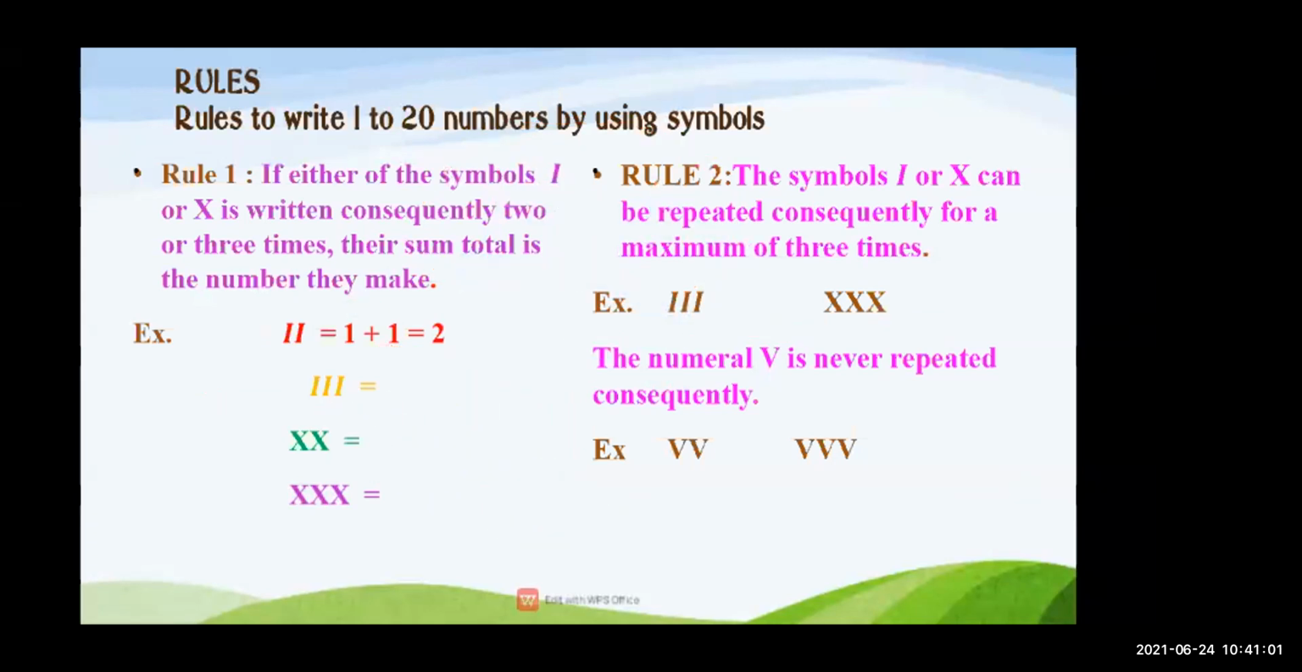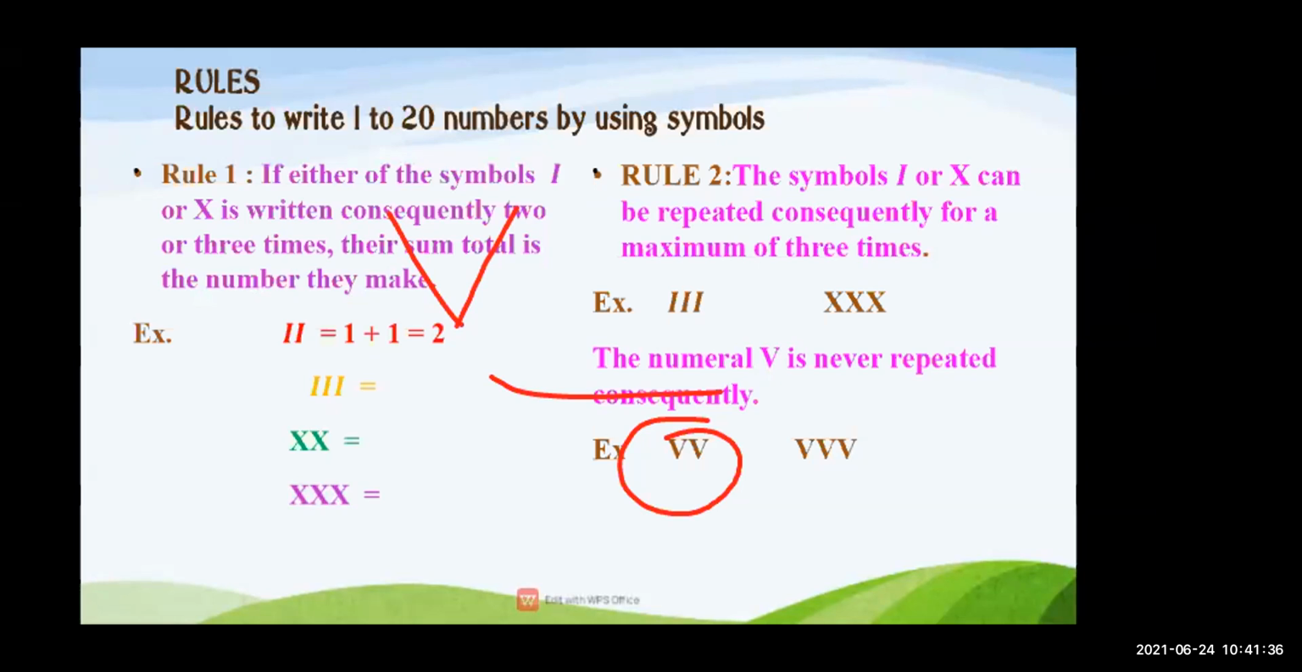Now here's the next one. The numeral V is never repeated consecutively. V should be repeated how many times? Only 1 time. See, here I have written V. V means 5. Another V means 5. 5 plus 5 is what? 5 plus 5 is 55. No, yeah, 5 plus 5 is 10.